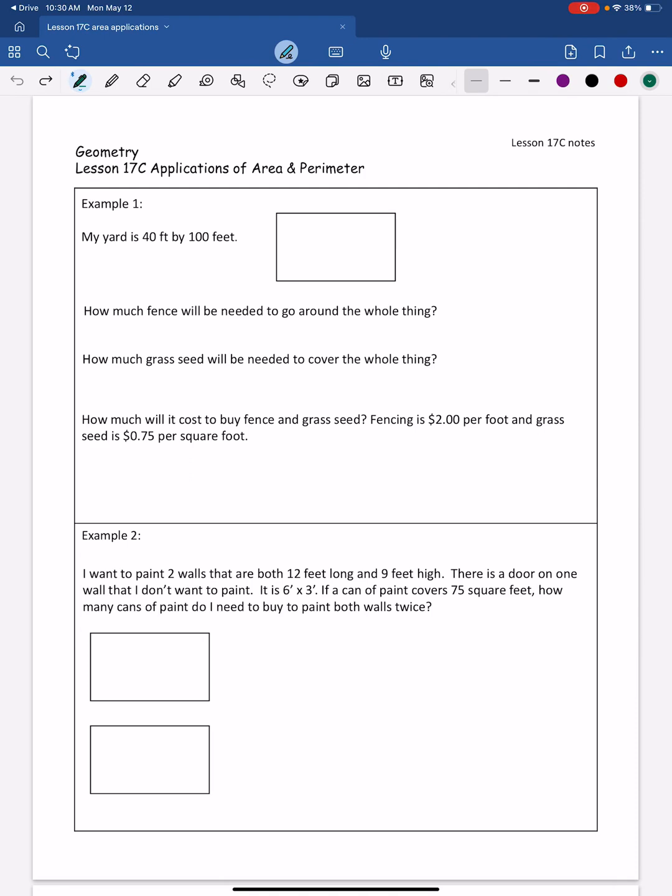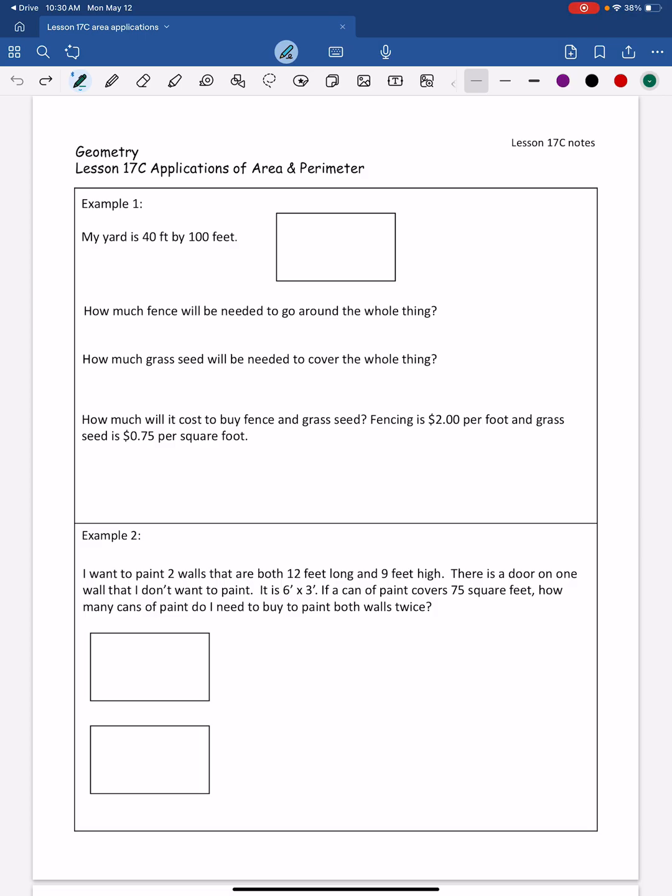This last lesson for geometry is lesson 17C. It's called Applications of Area and Perimeter. So there's not a whole lot of new information because you've already gone through lessons that have reviewed or taught you area and perimeter.